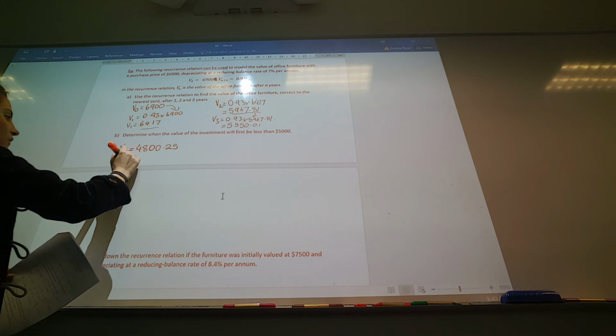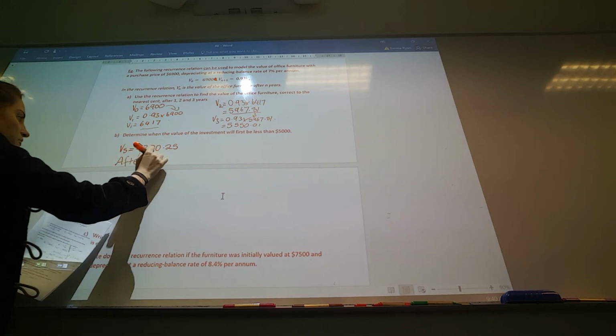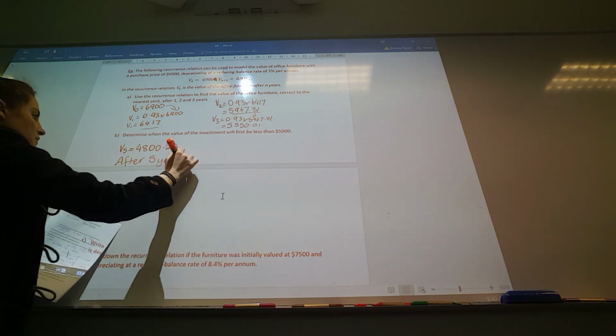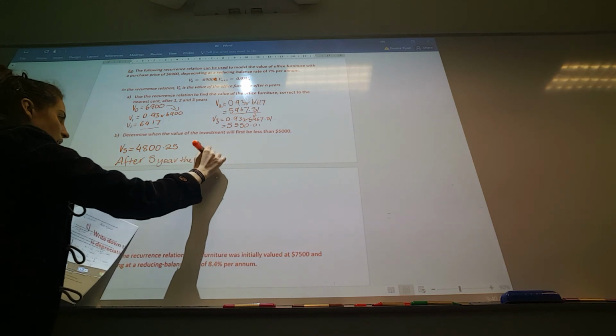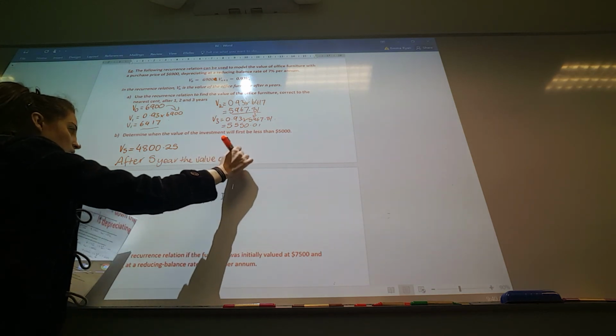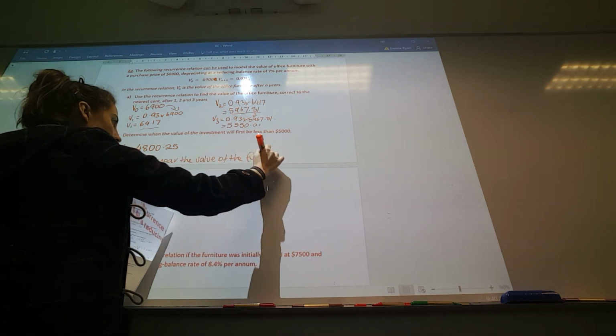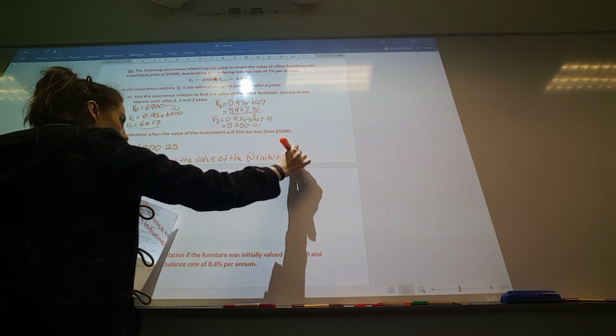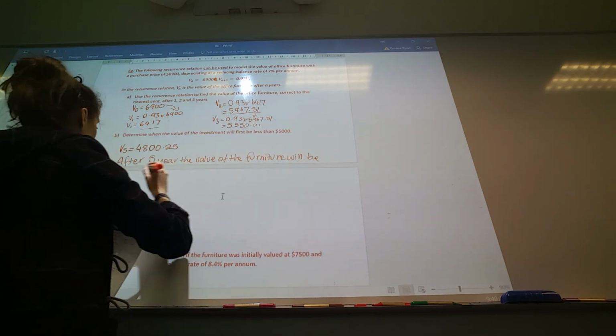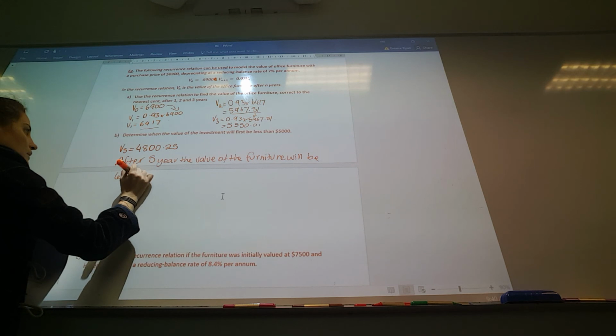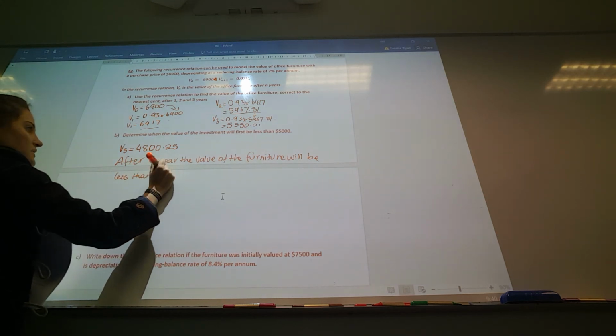So after 5 years, the value of the furniture will be less than $5,000.